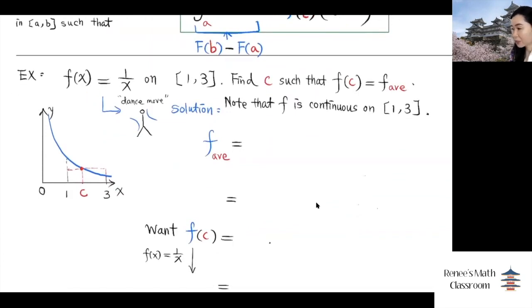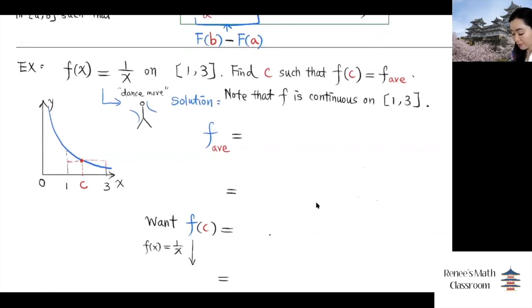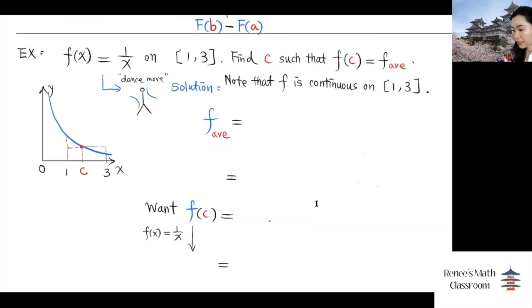Now let's get to this. This function 1 over x is continuous and differentiable on 1 to 3. We try to find c. So by the mean value theorem, there is a number c between 1 and 3, such that the function value will be equal to the average function value on this interval 1 to 3. So let's find the c over here. How do we do this? Any idea?